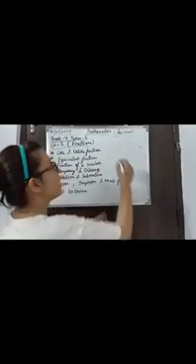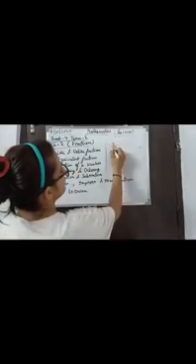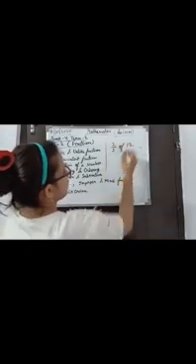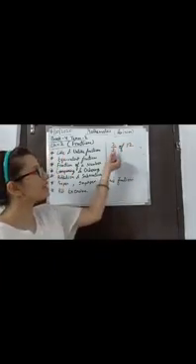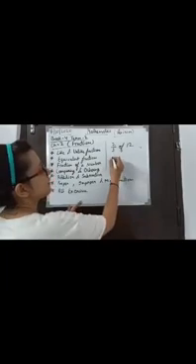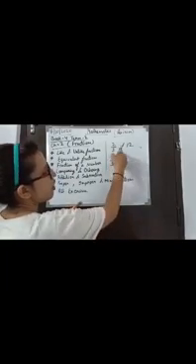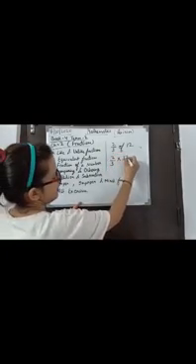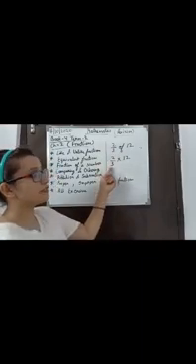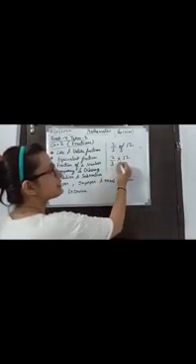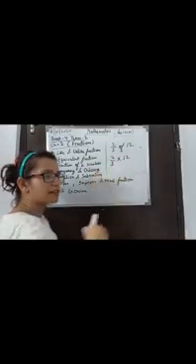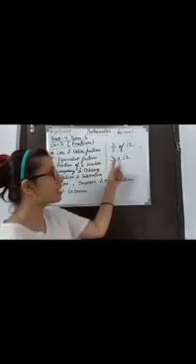For example, 2 by 3 of 12. So what is the 2 by 3 part of 12? We will replace this "of" by multiplication. First we will divide 12 by 3, and whatever answer we get, we will multiply that answer by 2.